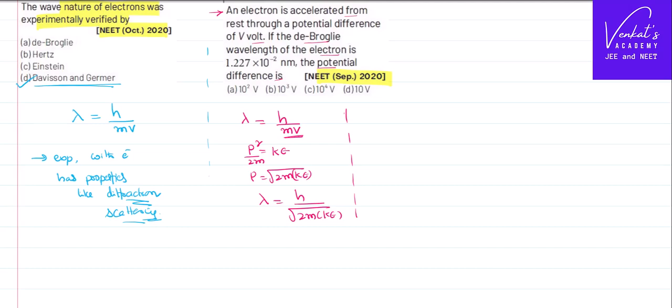Thus, I can take the very definition of a potential difference as the work done in bringing a unit positive charge from infinite distance up to a point. That implies work done equals VQ, and because that's an electron, it is Ve. This work done is converted into kinetic energy and the electron moves. So in the place of kinetic energy, I can write the potential difference applied times the charge of the electron. It implies the value of lambda will become, in that case, h by root of 2mVe.